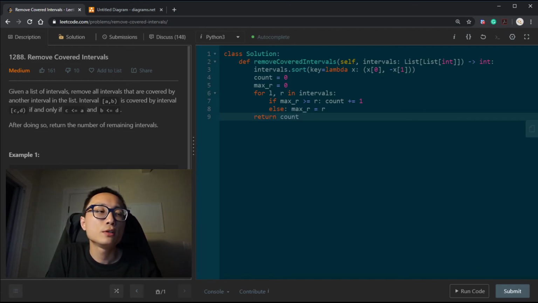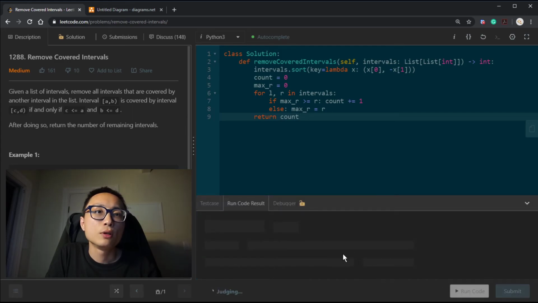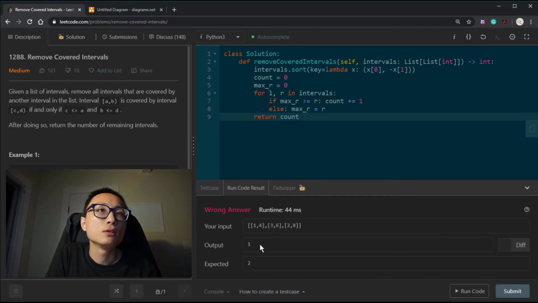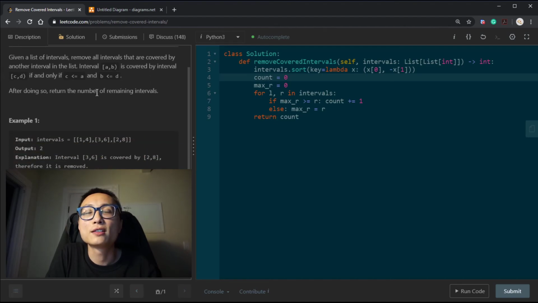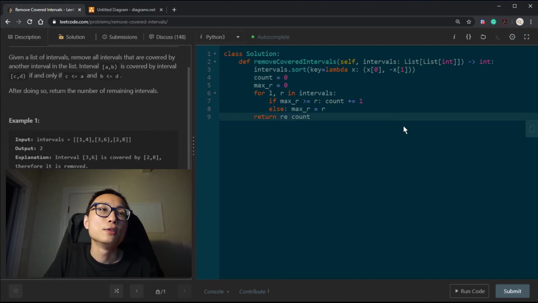Yeah, so that's pretty much the code, I think. Let me try to run this through. Okay. So this is what I'm counting here. I'm actually counting the number of intervals I removed, but the question asked me to return the number of remaining intervals. So I will just return the difference then.